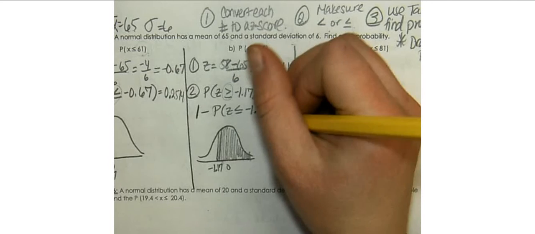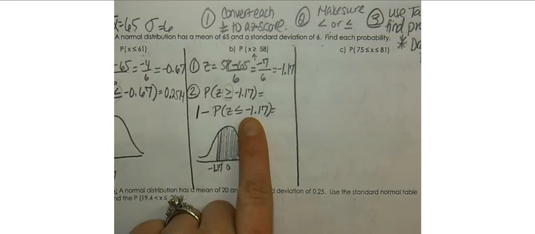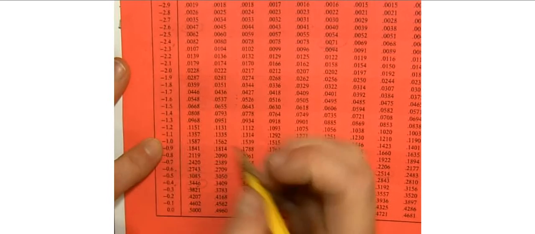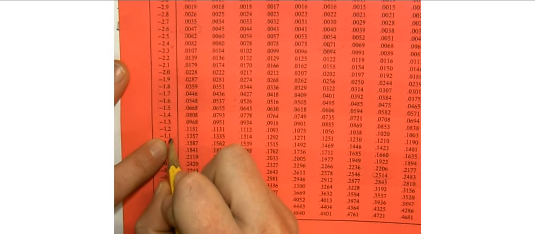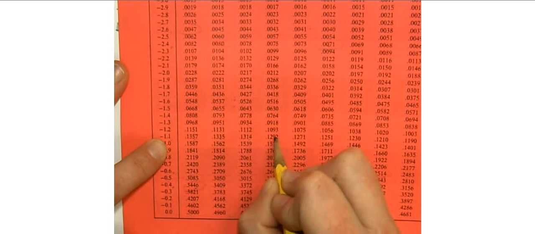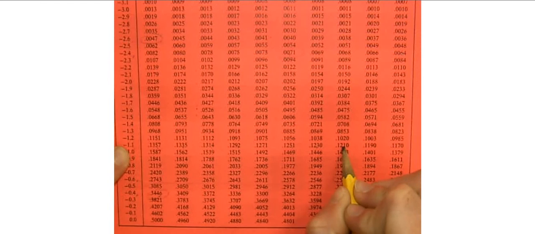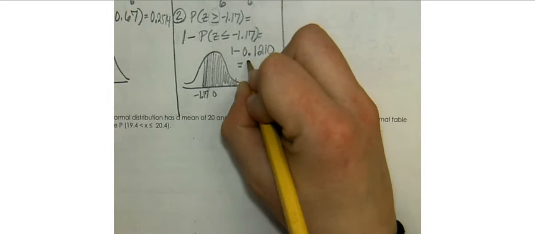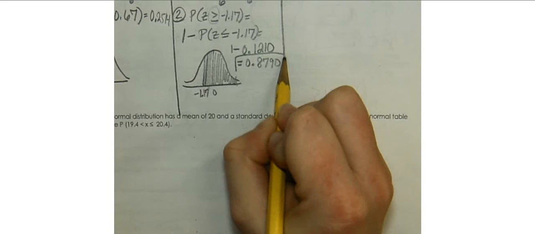So now I'm going to go 1 minus. This equals 1 minus. And I'm going to identify what the probability of negative 1.17 is, what that value is. So I'm going to go to where negative 1.1 is. So here it is. And then I want negative 1.17. So it's 0, 1, 2, 3, 4, 5, 6, 7. And that is located at 0.1210. So it's going to be 1 minus 0.1210. And when you put that into your calculator, you're going to end up with 0.8790. And that's your answer. There is nothing further for you to do.